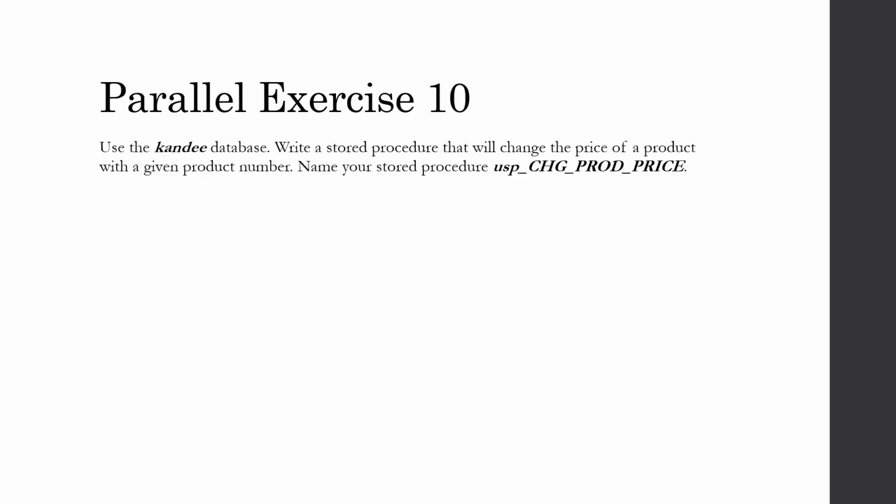Parallel exercise 10. Use the Candy database. Write a stored procedure that will change the price of a product with a given product number. Name your stored procedure USP CHG prod price.